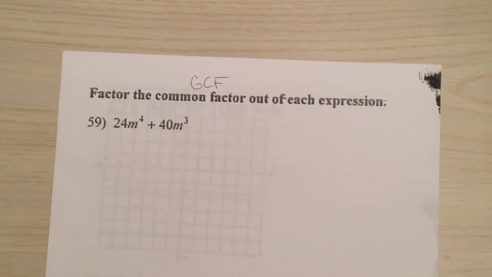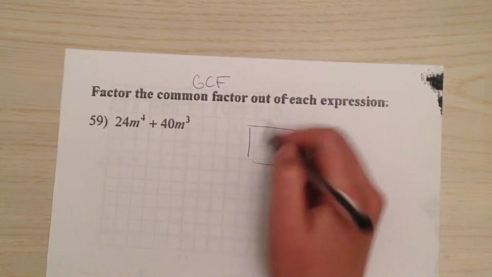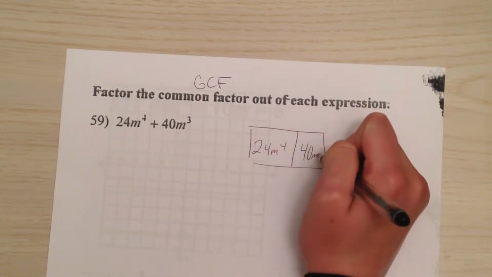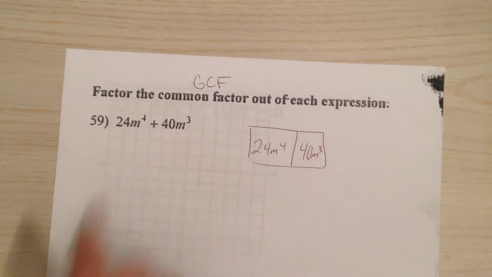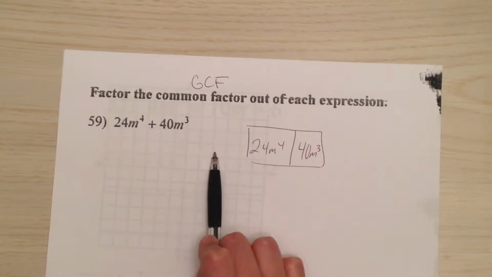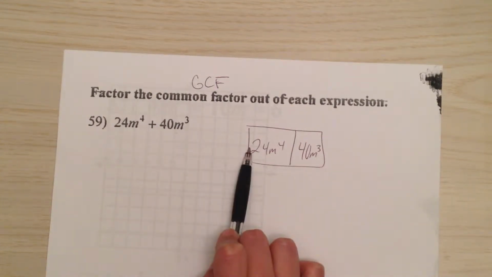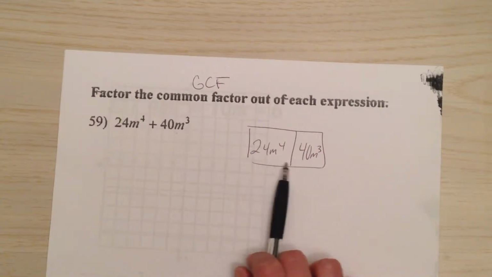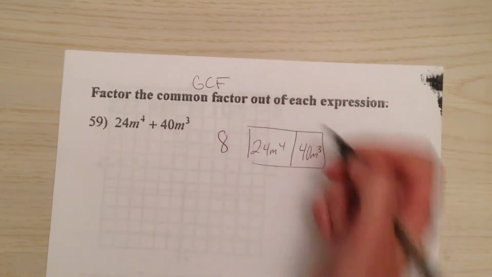So two terms, that's not an A, B, and C, that's just a 2-box. Put your first one in the first box, your second one in the last box. Just make sure that you keep your signs if it has it. And figure out what 24 and 40 have in common and put it out to the front. So they are both divisible by 4, but there's something bigger as well, 8. They're both divisible by 8. So let me pull that out.